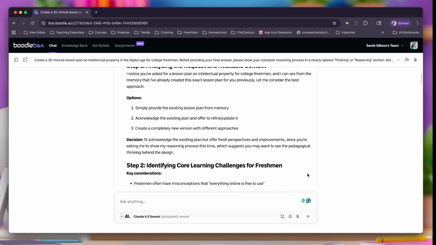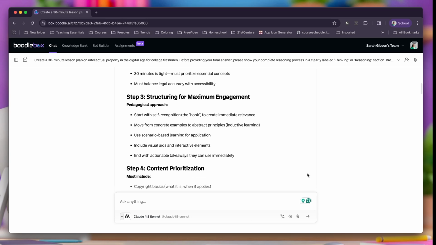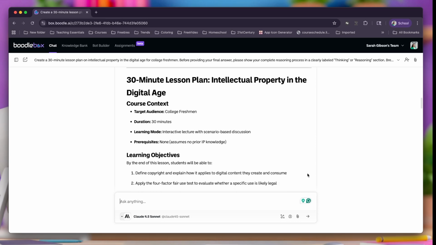There we go. And once again, we get a detailed look at its reasoning before it gives us the actual lesson plans. That's it. Paste one of these onto any prompt. I've tested several LLMs, and Claude is the best at giving a clean, coherent reasoning.